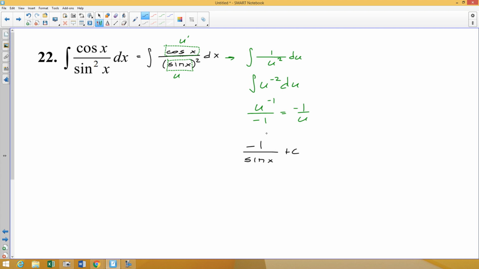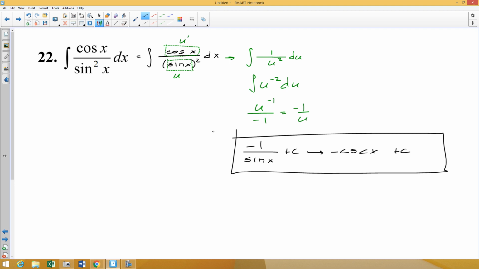And then, of course, if it's a multiple choice question or something like that, you also need to recognize that that is the same thing as negative cosecant x plus c. And I don't really care which of those two you give as the answer if it is free response. So there's 22.